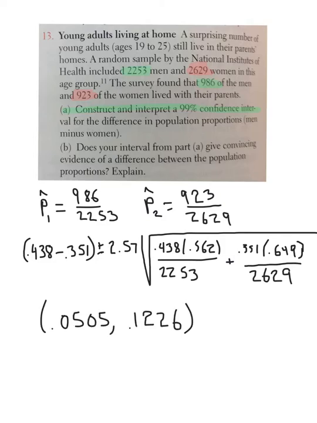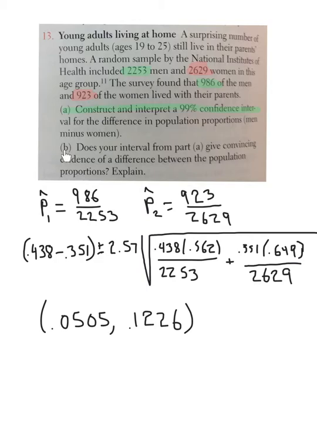So what does this mean? We are 99% confident that the true difference of proportions of men and women living at home is somewhere between 5% and 12%. What does it actually mean? Well, since it's a positive number, the men's number is bigger than the women's. So we're thinking that somewhere between 5 and 12% more men than women live with their parents.